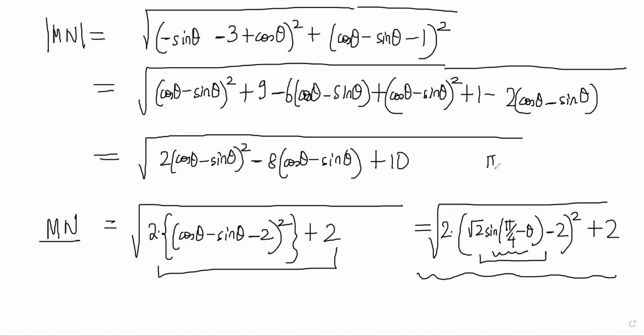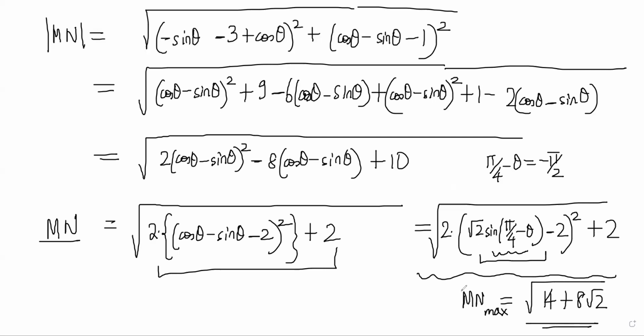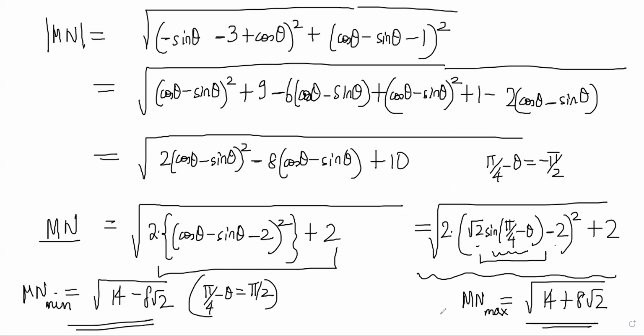If pi by 4 minus theta is equal to minus pi by 2, this becomes minus root 2 minus 2 whole square, and the maximum value of mn will come out to be root over 14 plus 8 root 2. You can check that yourself. The minimum value of it will happen when pi by 4 minus theta is equal to pi by 2, and then this becomes subtracted. So the minimum value of mn comes out to be root over 14 minus 8 root 2, and this happens when pi by 4 minus theta is equal to pi by 2. So that is your answer for the question.